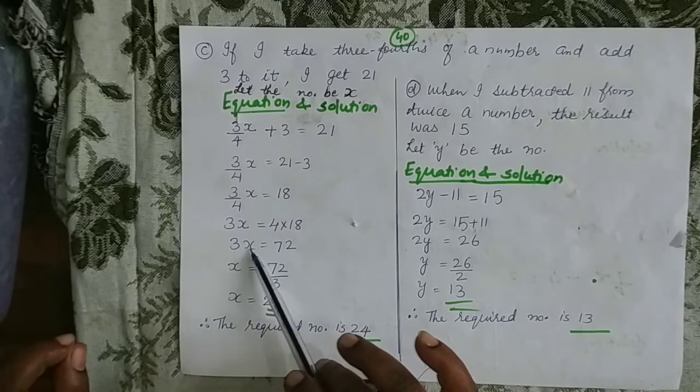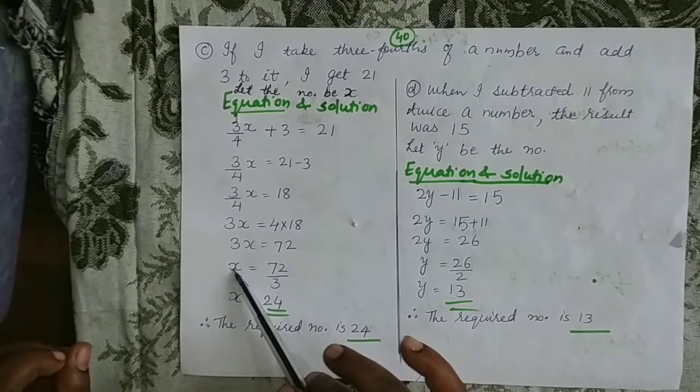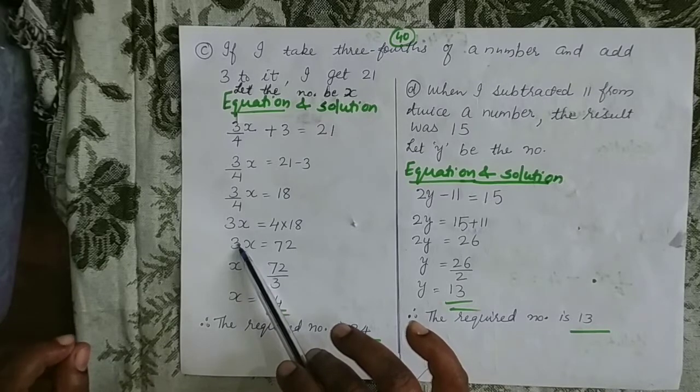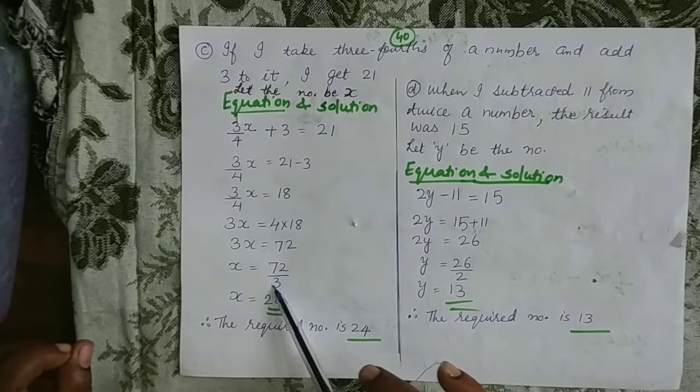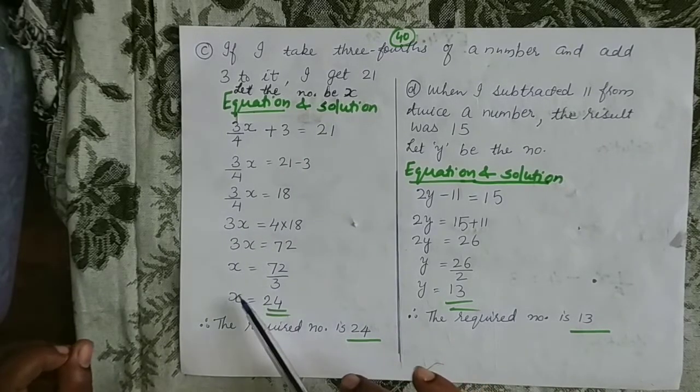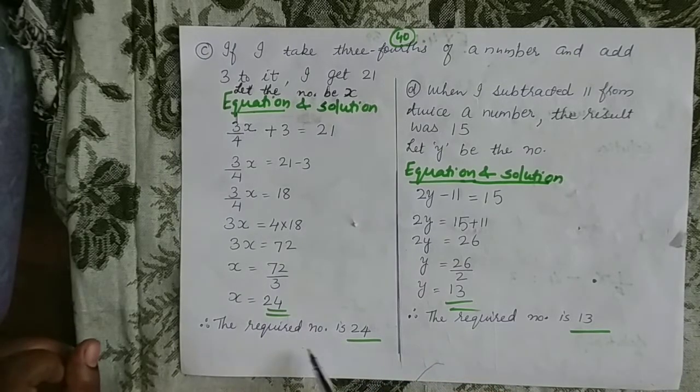Now you can say 3 is multiplied by x. We need x alone. So this 3 is taken from LHS to RHS. So here it will divide. In RHS it is dividing. So the value of x is what? 72 by 3 which is 24. So the required number is 24.